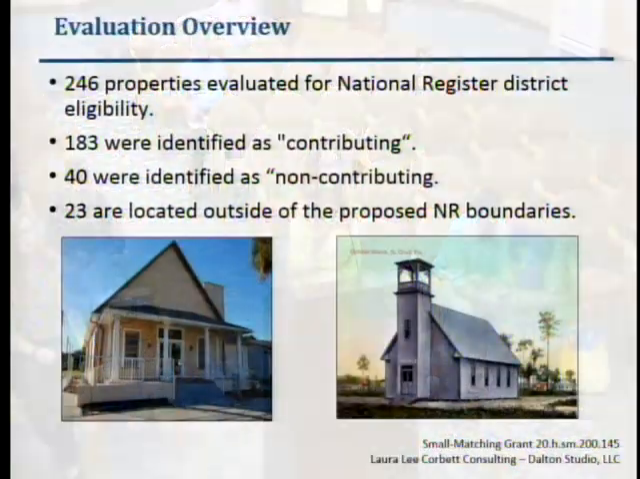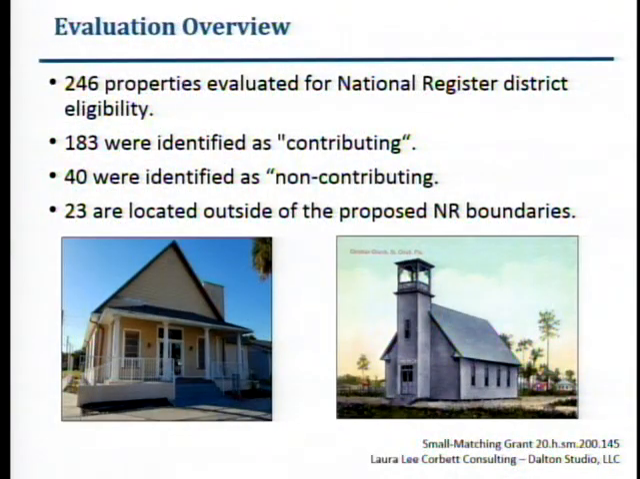Yeah, that's fine. So as I mentioned earlier, we reviewed almost 250 properties for National Register District eligibility, and most were considered what we call contributing, and 40 were considered non-contributing. And then several were located outside of what we are proposing as the National Register boundaries.